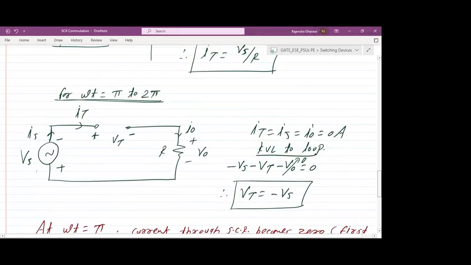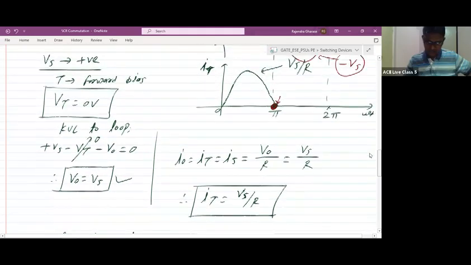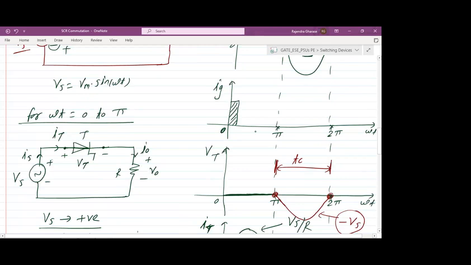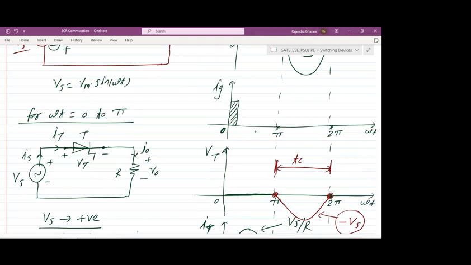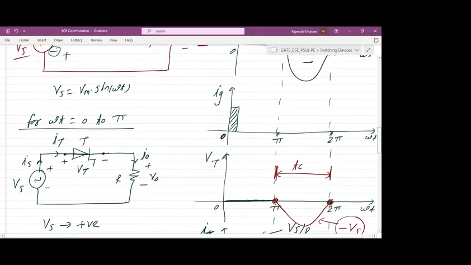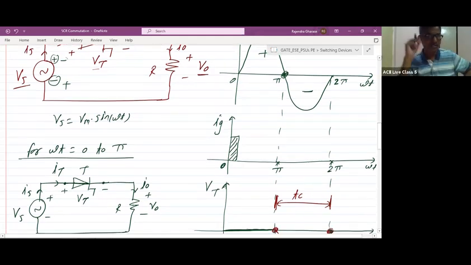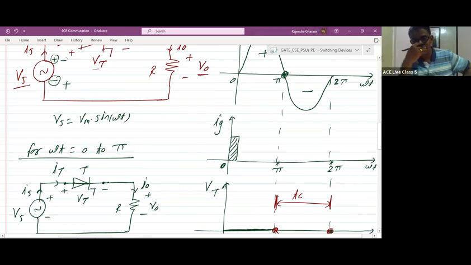Sir, here SCR is on after giving the gate pulse, na sir? Yeah, at t is equal to 0, that is omega t is 0. Sir, here in the waveform, IT is starting from 0. Why is it, since the gate signal is given, that it will not start from 0? Because as soon as the gate signal is applied, our SCR will turn on.